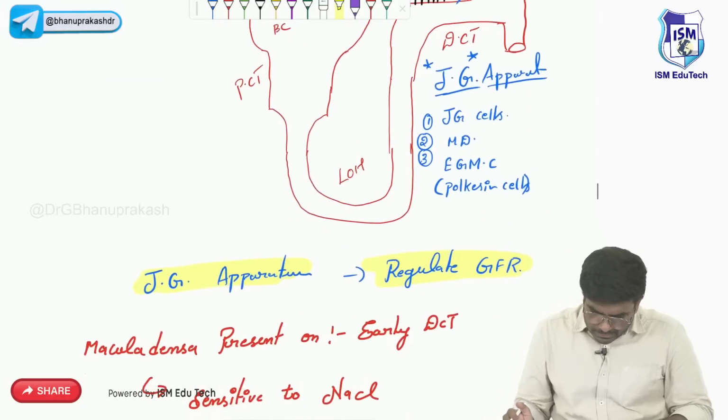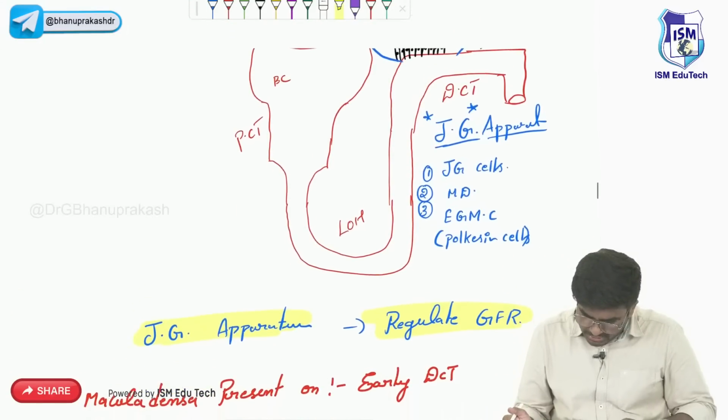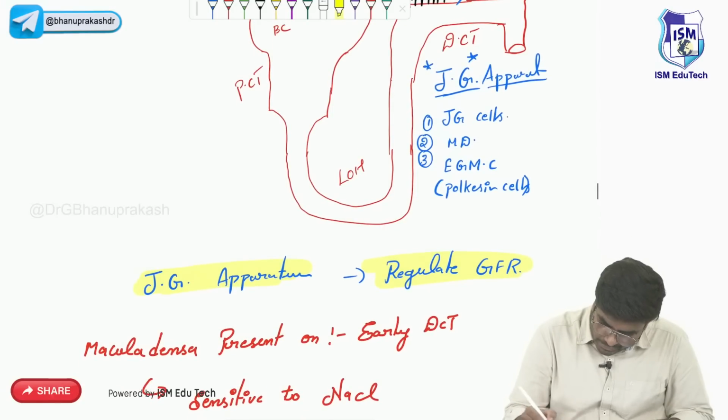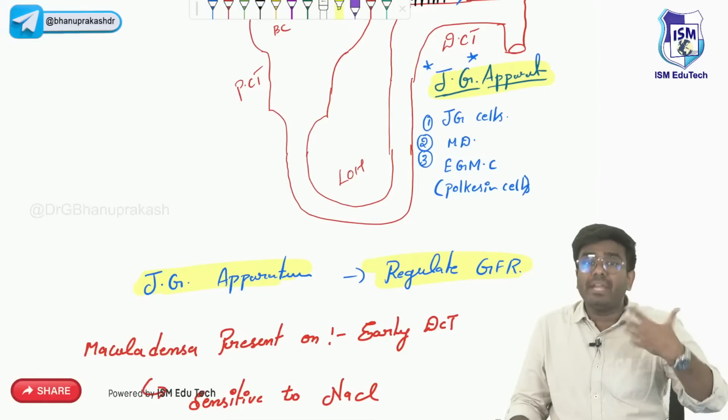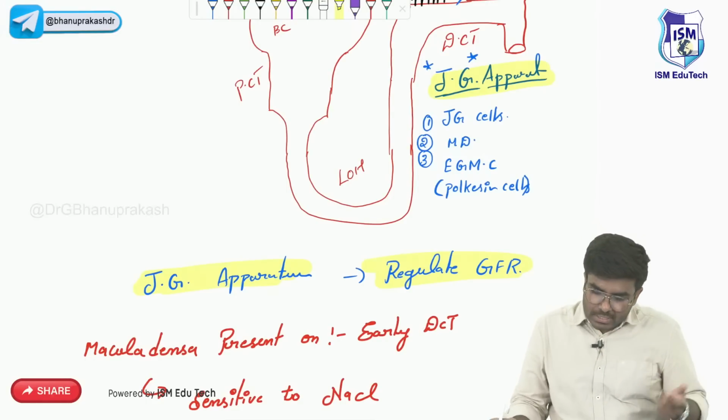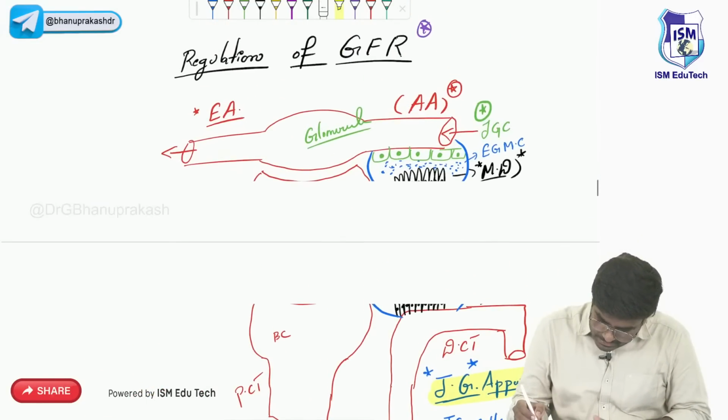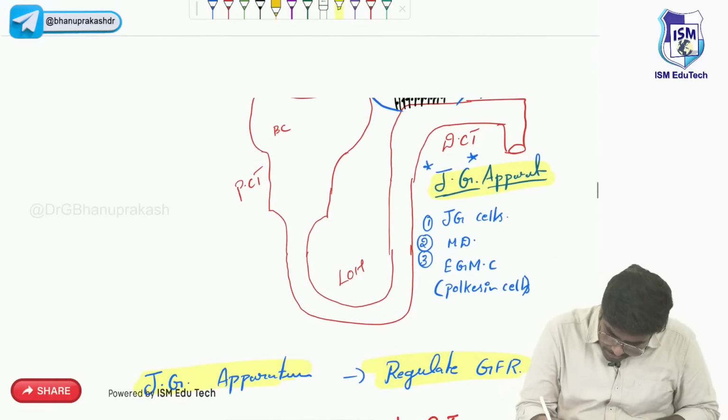But anyway, the topic which I want you to know is the juxtaglomerular apparatus. Now, what is this juxtaglomerular apparatus? What is it made up of, and how is it important to us? The juxtaglomerular apparatus is present side to. Okay, first of all, let me draw it in a simple way.